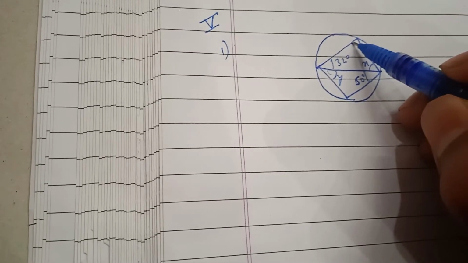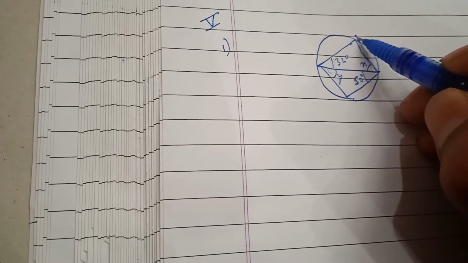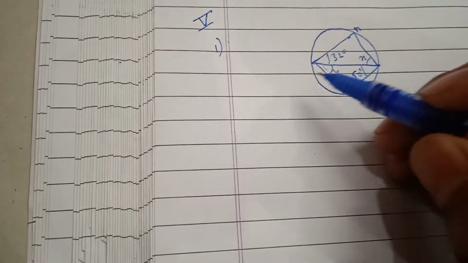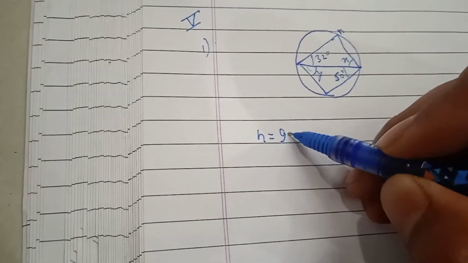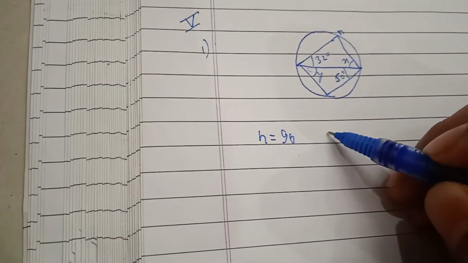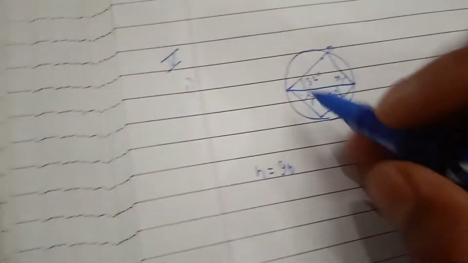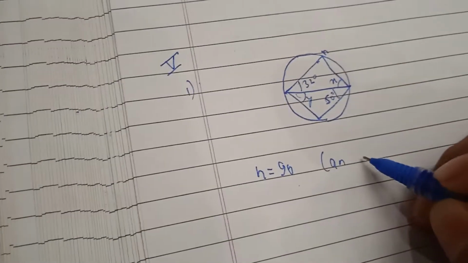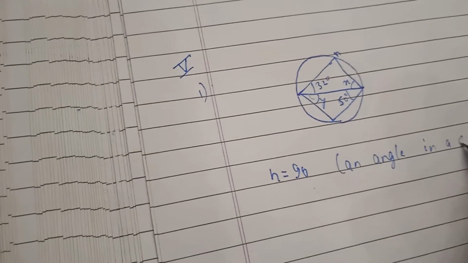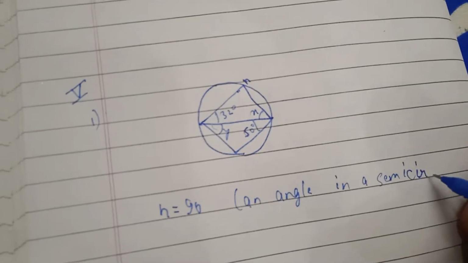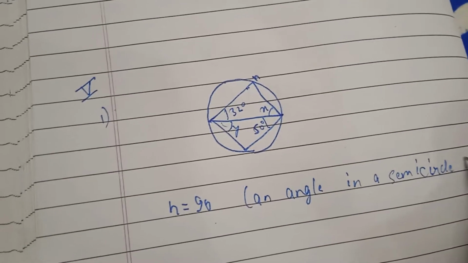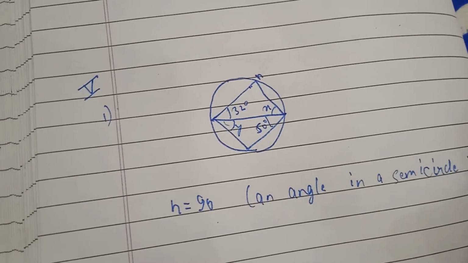As we know, we will let this angle be n, and as we know, with the property, angle n equals 90 degrees, because an angle in a semicircle is a right angle.